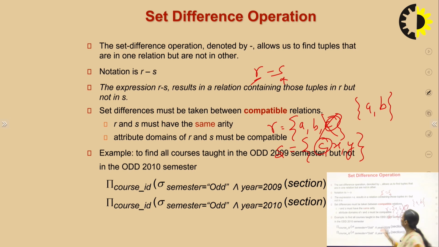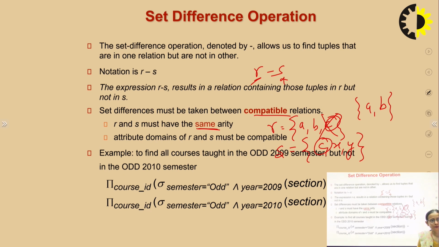What does compatibility mean? Compatibility says they must have the same arity, and the attribute domains of R and S must be compatible. If any one of them is violated, then you cannot perform the difference operation on those two sets. Let's explain this with the help of an example.